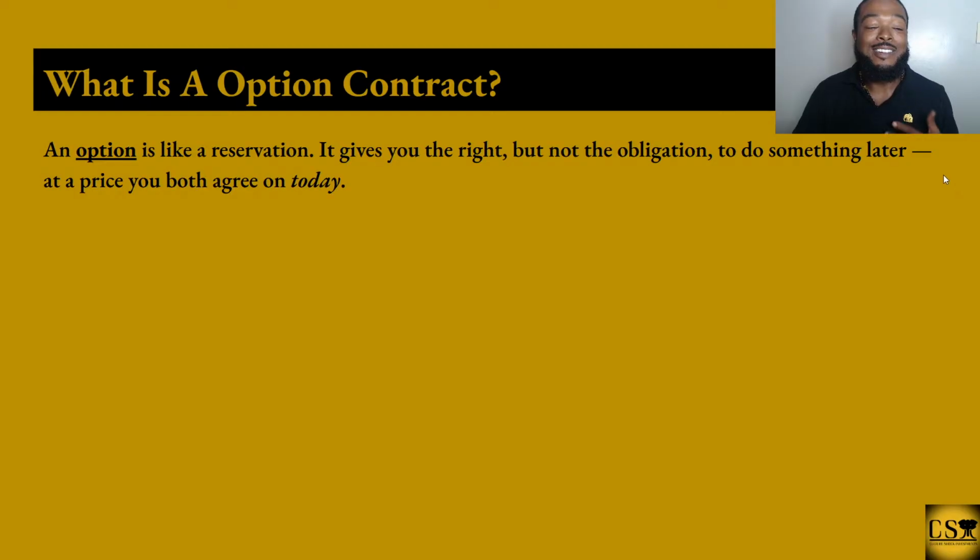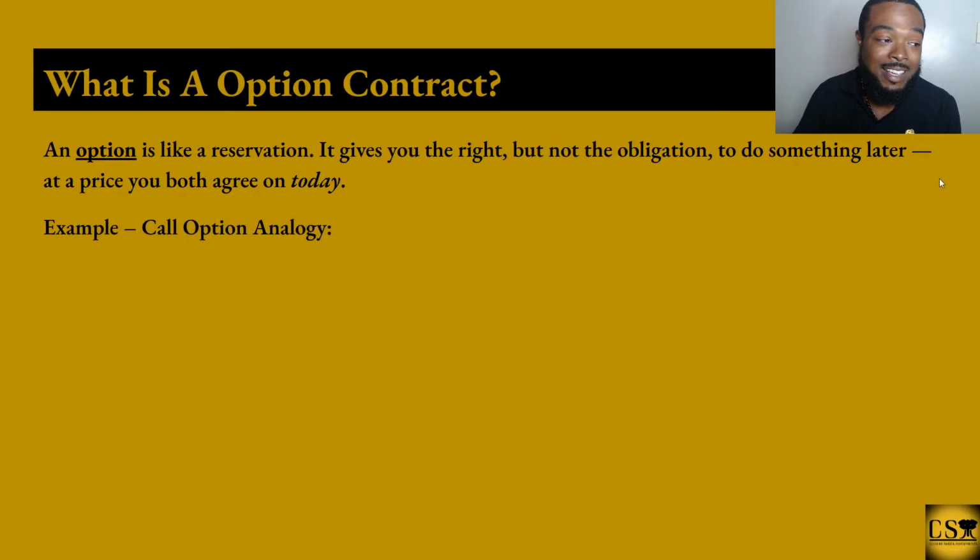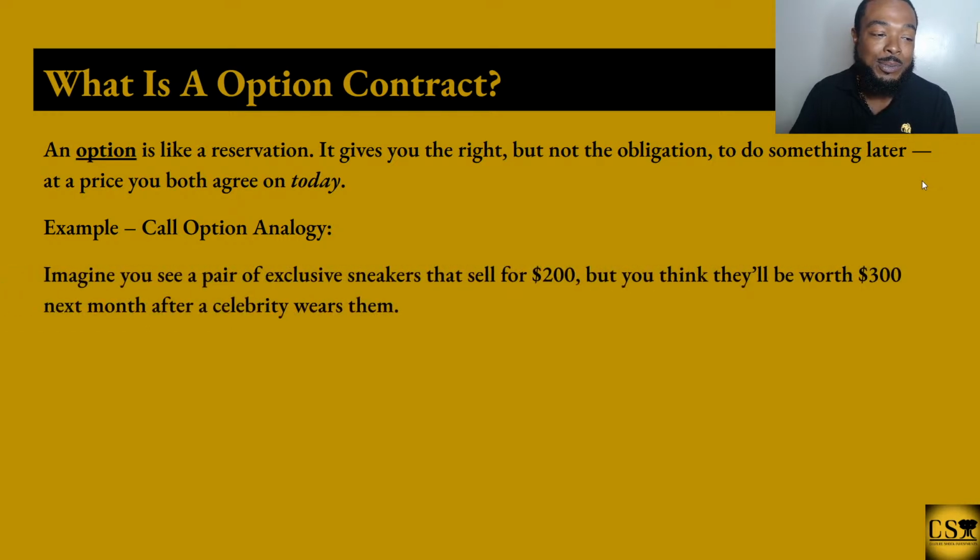It's a reservation but not an obligation, and you pay a specific price on that reservation for doing it early. Let's say for this reservation, you had to pay a deposit of $20, and that locks in the price at $200 for you. And you think that these tickets you're reserving are going to go up to $300 in value for this restaurant that you're reserving seats for, right?